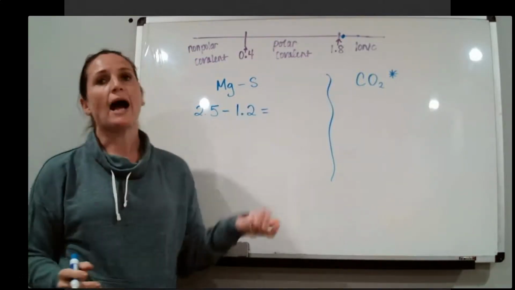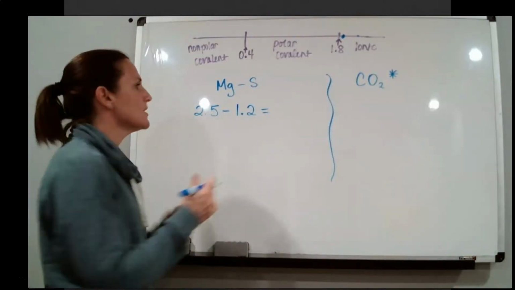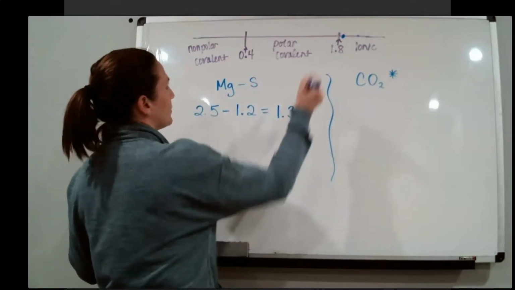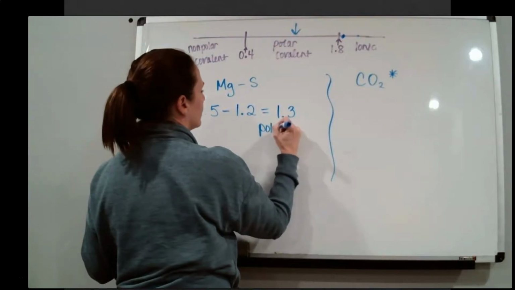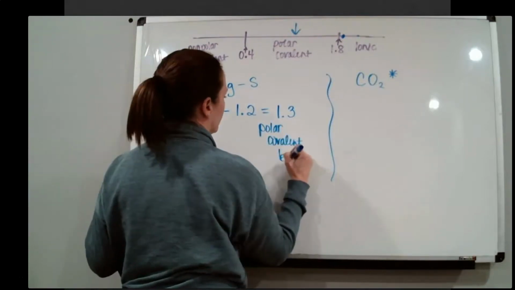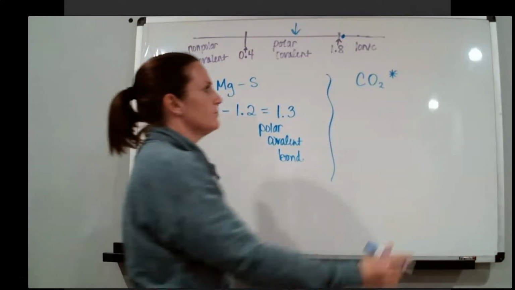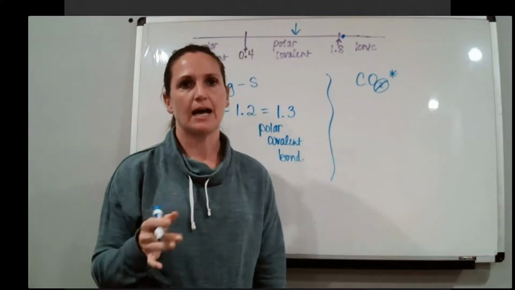So when we subtract these two from each other, remember you get to use a calculator for this, so you should be good at doing this. We get an answer of 1.3. And at 1.3, we are in this area, so this is a polar covalent bond.